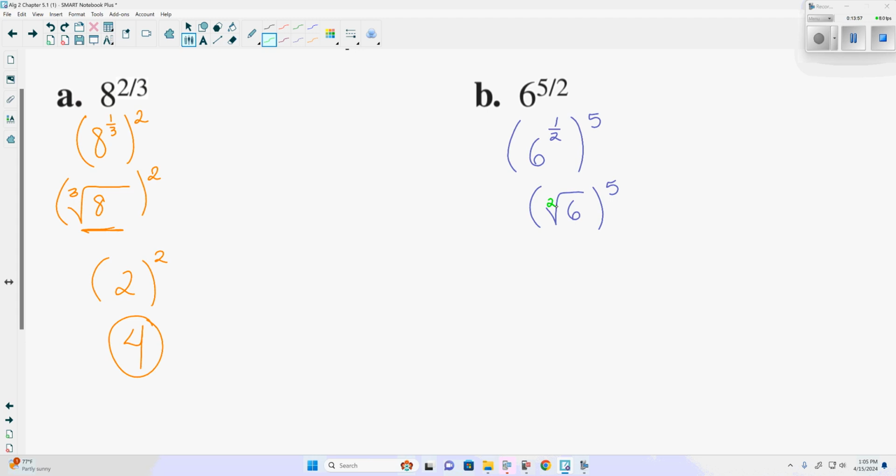The square root of 6 to the 5th. And really that's about as simplified as we get without plugging it into the calculator. Now this one won't simplify further because the square root of 6, is there a number multiplied by itself that gives us 6? Well, no. Not a nice number. It'd be irrational. And the 5th power doesn't help. Okay. Questions on this here?